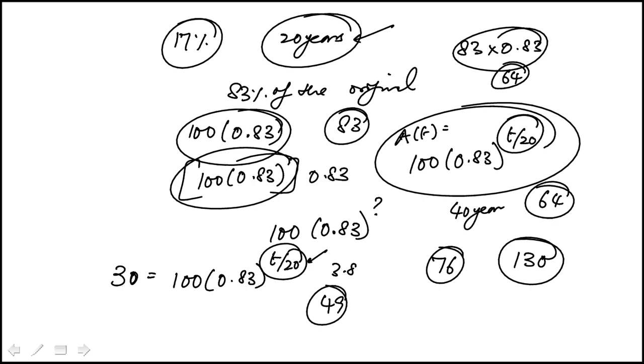But let's make sure. At this point, this is just calculation. So 6.5 is what I get. So I have to raise 0.83 to 6.5, and yeah, I get 29.8, which is about 30. So the answer is 130.